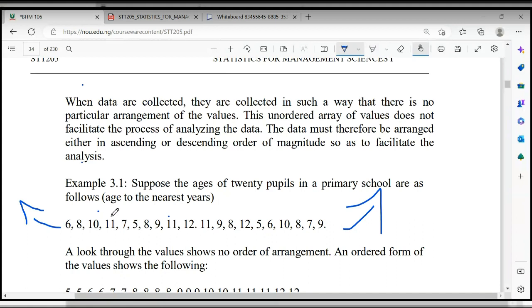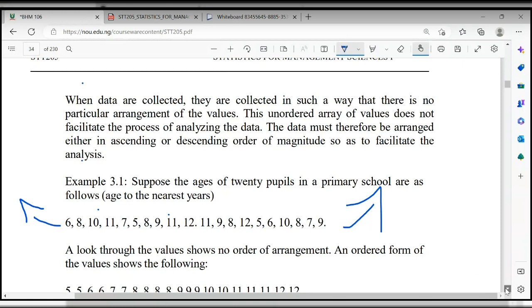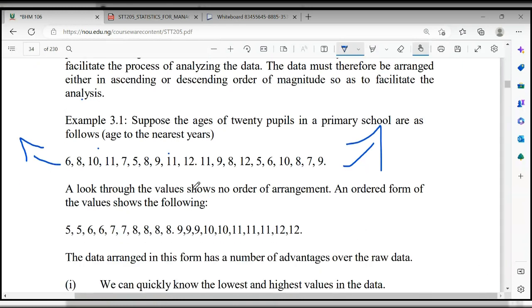So, as I was saying, all these numbers are telling us the different ages, and it should be 20. Let's count: 1, 2, 3, 4, 5, 6, 7, 8, 9, 10, 11, 12, 13, 14, 15, 16, 17, 18, 19, 20. 20 values. Now a look through the values shows no order, so there is no pattern of arrangement. An ordered form of the values shows the following.